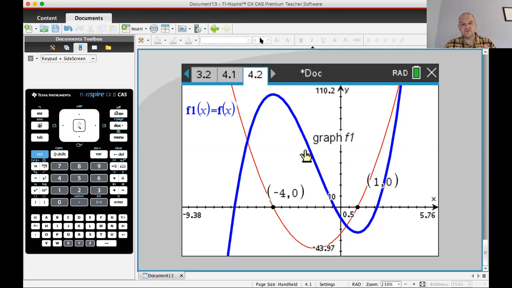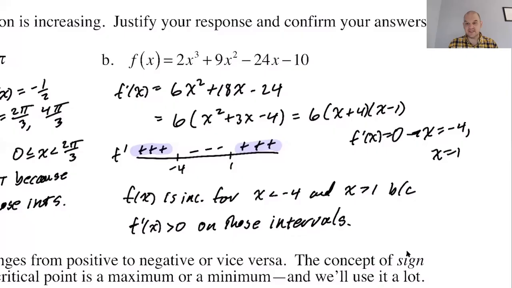If you can do that, you're in a really good place, because we're about to talk about something called the first derivative test, which I'm going to do in the next video. But that basically formalizes that concept.